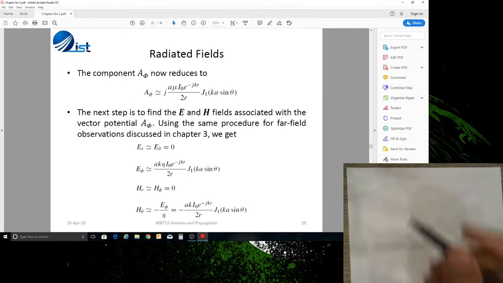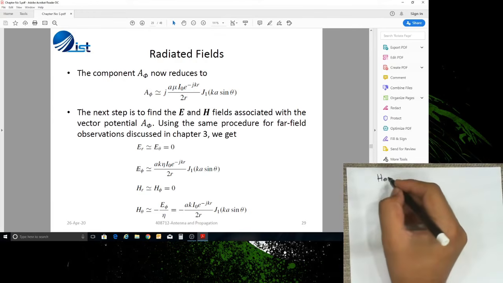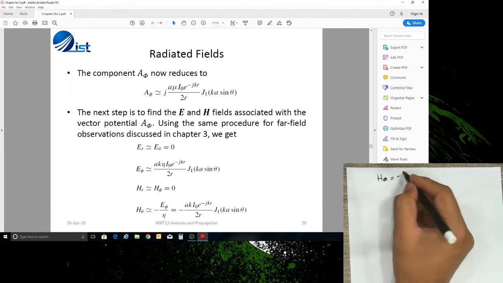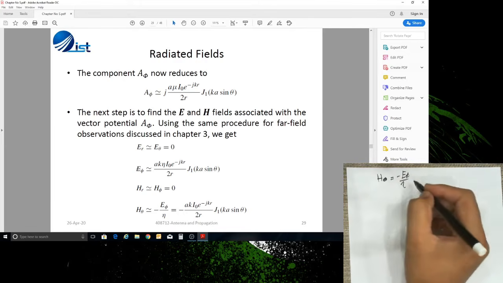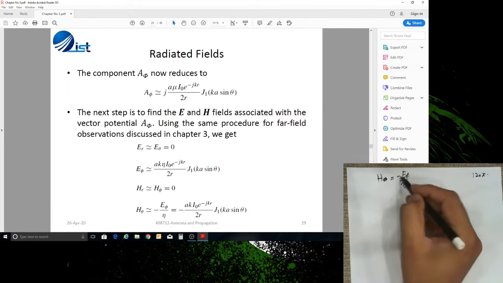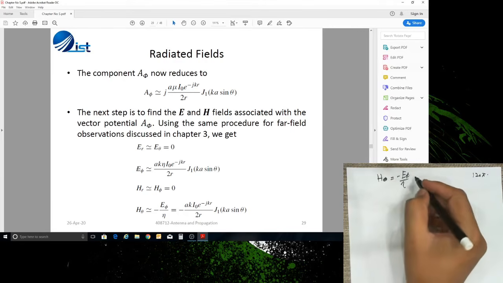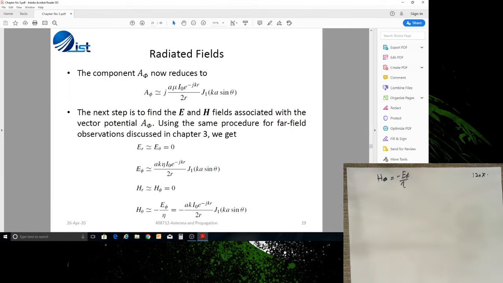So since we have already seen that H of theta is equal to minus E phi over this eta, and we know this eta is equal to 120 pi. So if we already know what E phi is, you substitute over here, you can find the H theta component as well. So by applying those curls, you can first find E of phi, which is this, and then from this E phi you can find H of theta using this relationship. And in this particular case, HR and H phi components will also be equal to 0. So these are the relationships that are actually defining the E and H fields of a circular loop antenna with constant current.